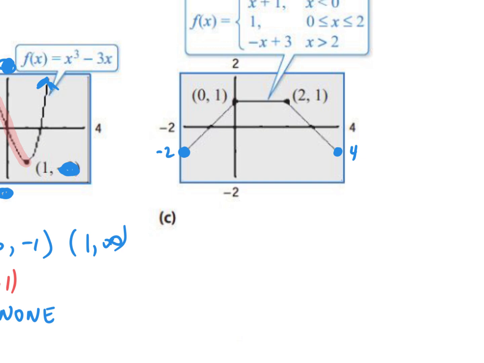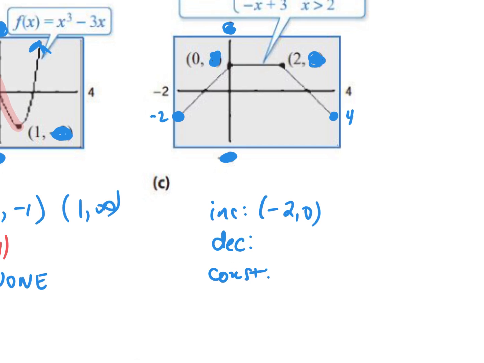We're talking about increase, decrease, and constant. What axis do we look at? X. So I'm going to cross off anything that has to do with the Y, because I don't want to confuse myself. So increase, decrease, constant. Left to right, what's the graph doing? It's increasing from where to where? -2 to 0. Perfect.